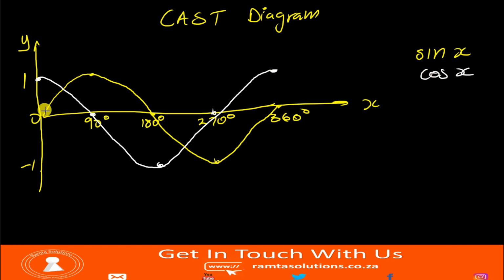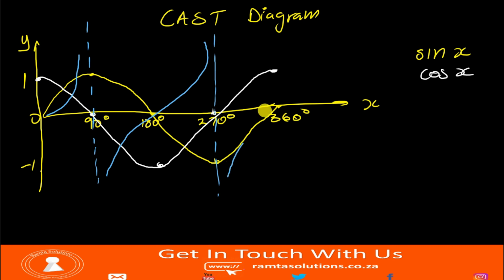And then you have your tan x. It has asymptotes at 90 degrees and at 270. It looks something like this. So this is your tan x. I'm sorry I didn't draw it to scale, but I hope you have an idea.